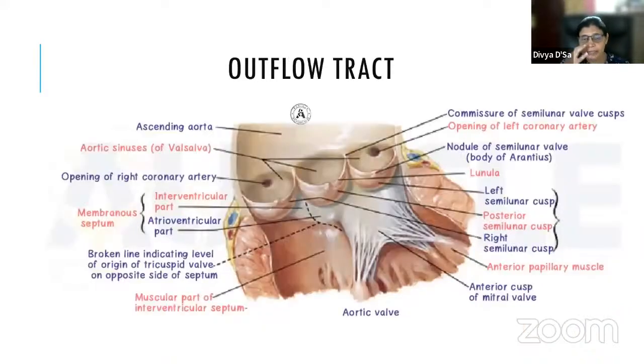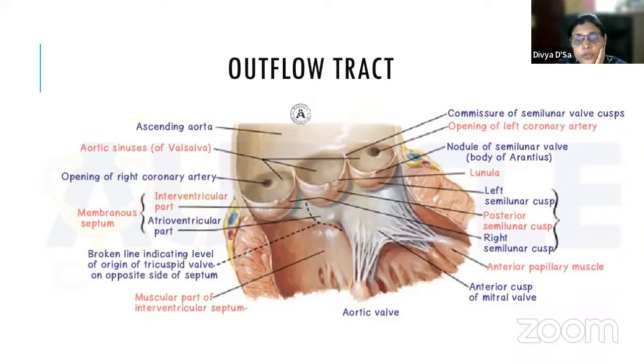The outflow part here, if you see, is of the ascending aorta. The left ventricle also will show similar features. When the blood is going out, we see three cusps. Which three cusps do we see? Here we have an anterior and two posterior, the right and left posterior.